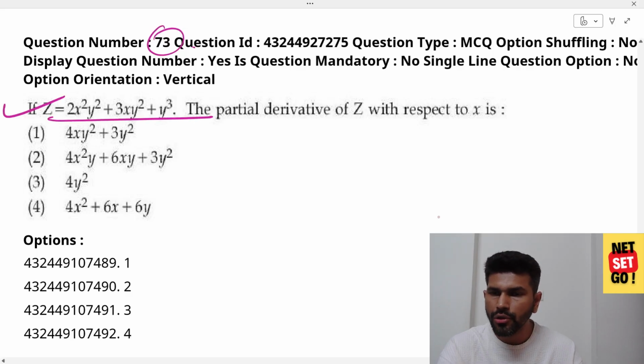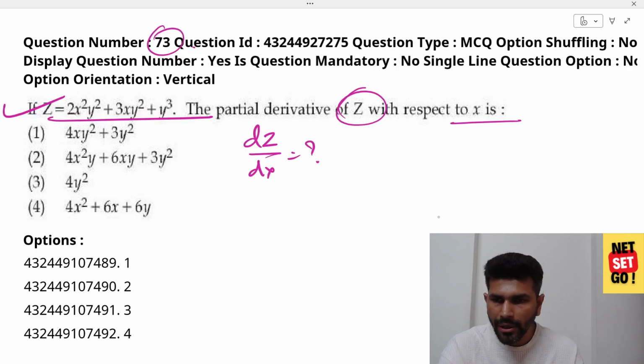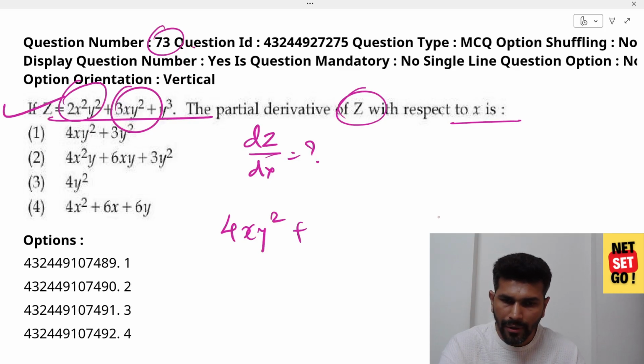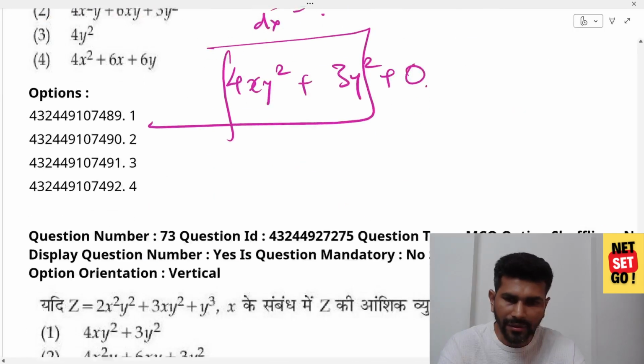Next, if z equals 2x²y² plus 3xy² plus y³, the partial derivative of z with respect to x is dash. So y will be constant. The derivative of 2x²y² is 4xy² plus the derivative of 3xy² is 3y² plus y³, the derivative of y³ is 0. So the correct answer is option 1, 4xy² plus 3y². Option 1 is the correct answer.